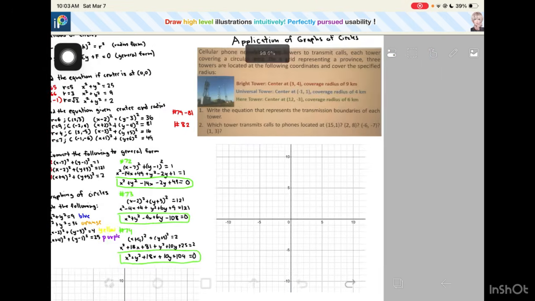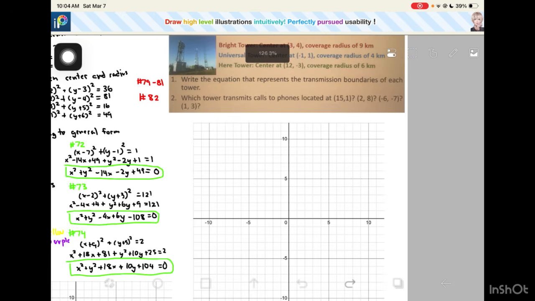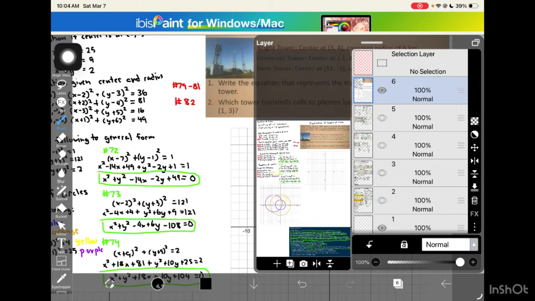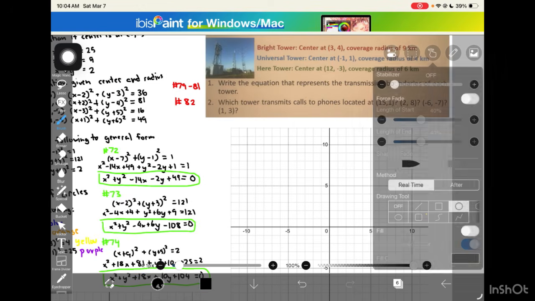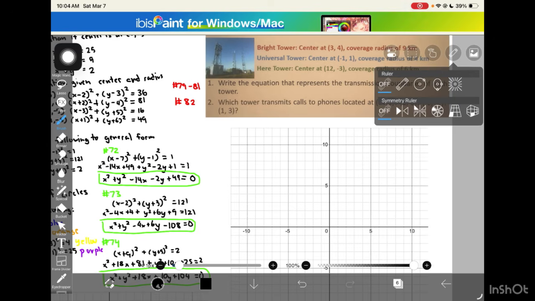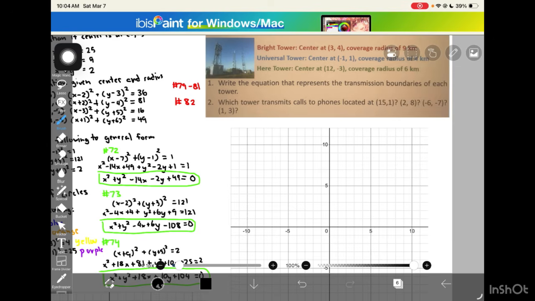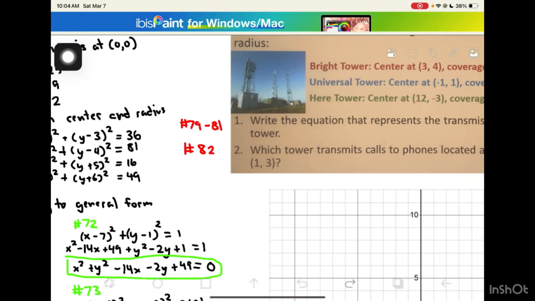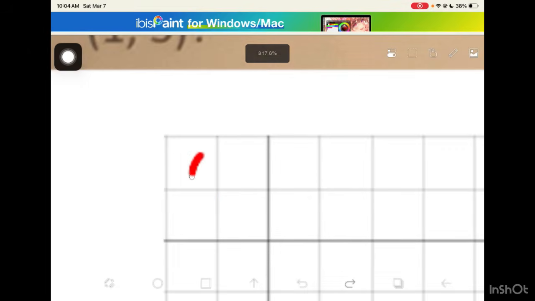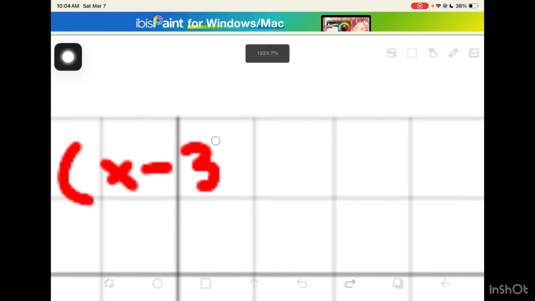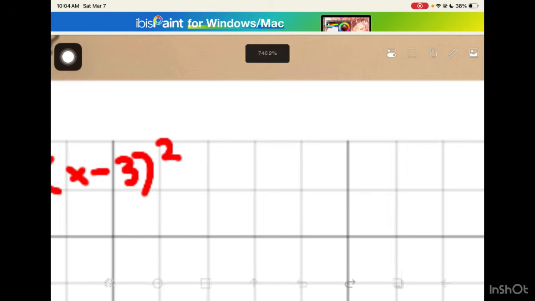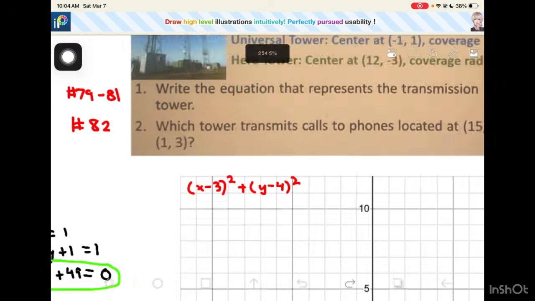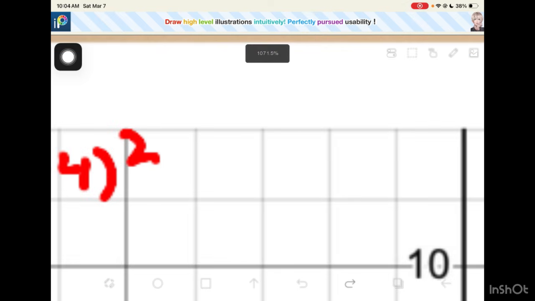So how can we apply this, you may ask? Well, signal towers is the best example, I guess. So for numbers 79 to 81, let's write each equation. So first and foremost, for the bridge tower, let's do red. Red for the bridge tower. Center is at 3, 4. So x minus 3 squared, and then plus y minus 4 squared. Because remember, inverse. And since the radius is 9 kilometers, we square 9 to get 81.